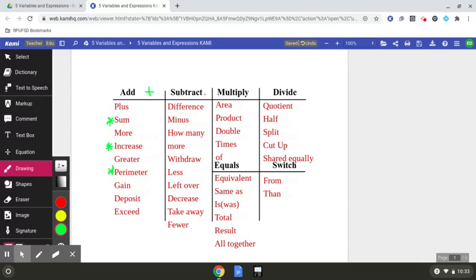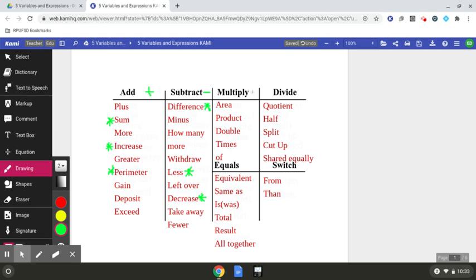Now the second operation here is subtraction. And again, obviously we have more commonly used words. So the first one here would be the difference. That's definitely used a lot more than anything else. We have minus, we have how many more, we have withdraw. You're going to see less a lot. Leftover, decrease is used often. Take away, or fewer. All of these words mean subtraction.